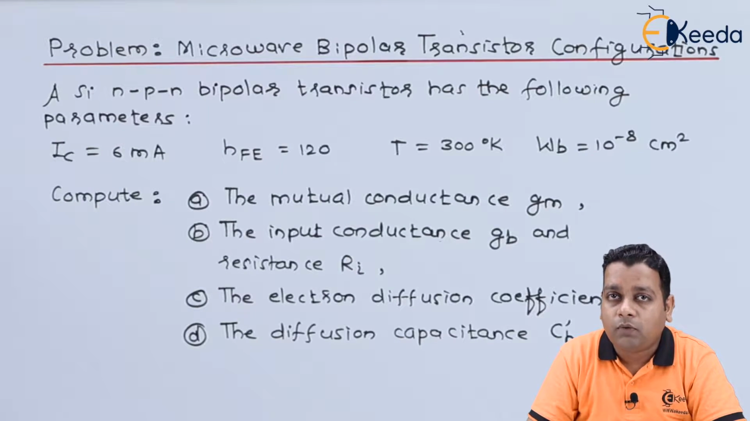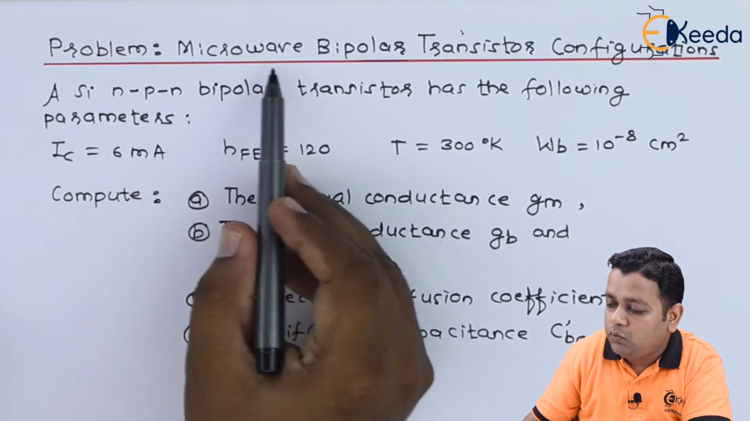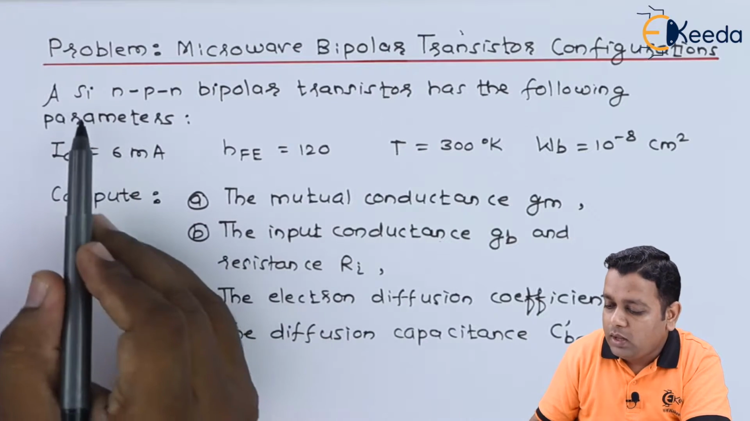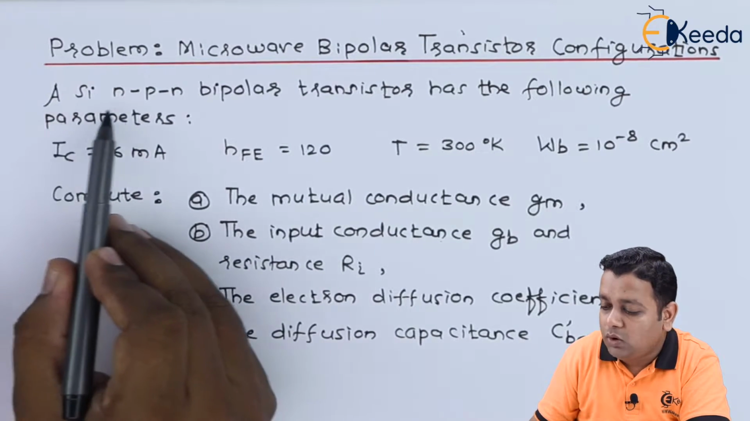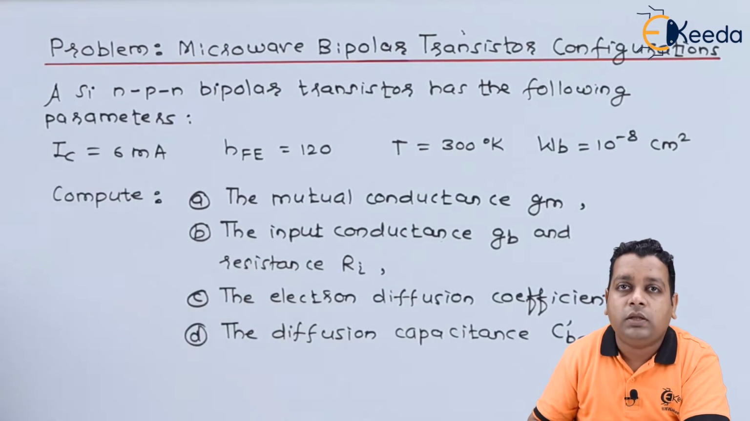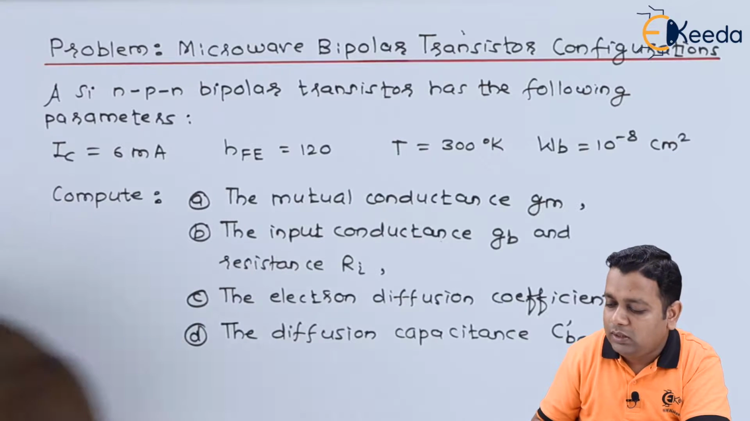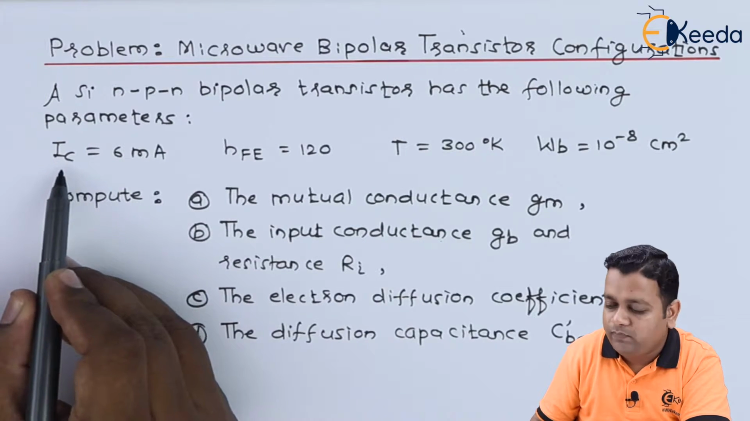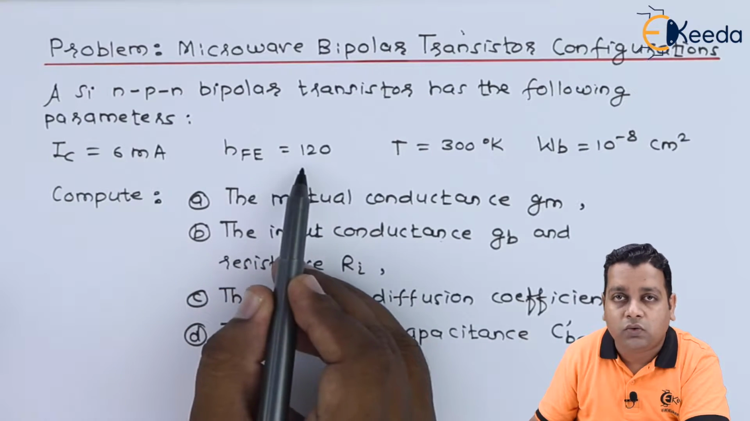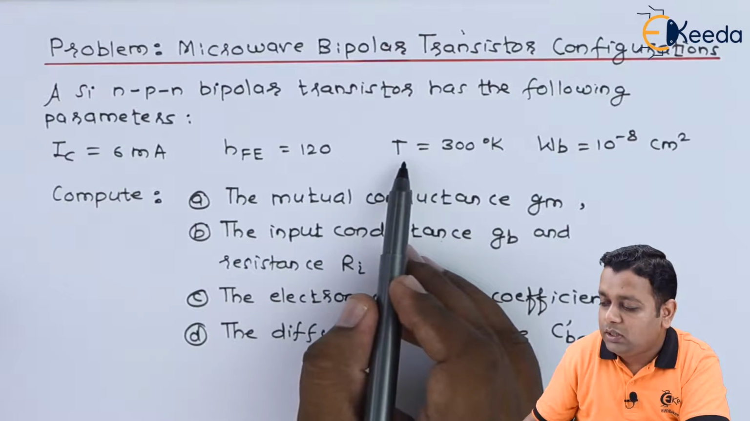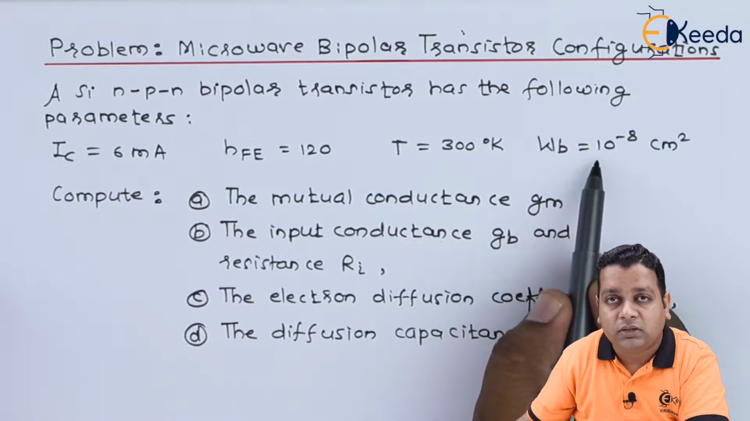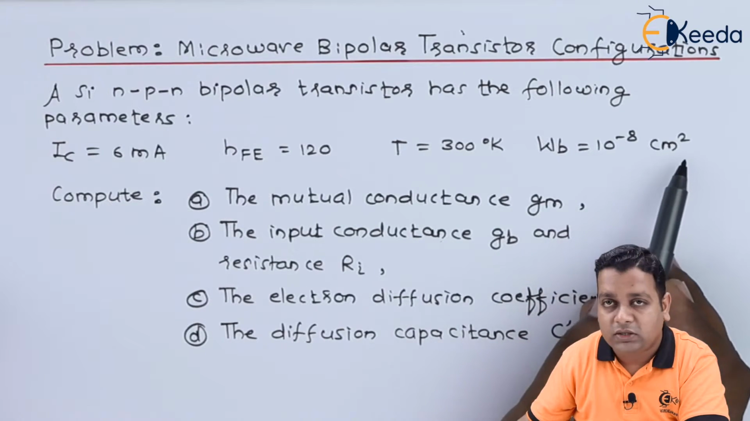So here for the problem, based on the microwave bipolar transistor configurations, we are provided a problem statement. As per the problem statement, a silicon NPN bipolar transistor has the following parameters. The parameters are represented symbolically as capital I suffix C is equal to 6 milliampere, small h suffix FE is equal to 120, capital T is equal to 300 degree Kelvin, W suffix B is equal to 10 raised to the power minus 8 centimeter square.